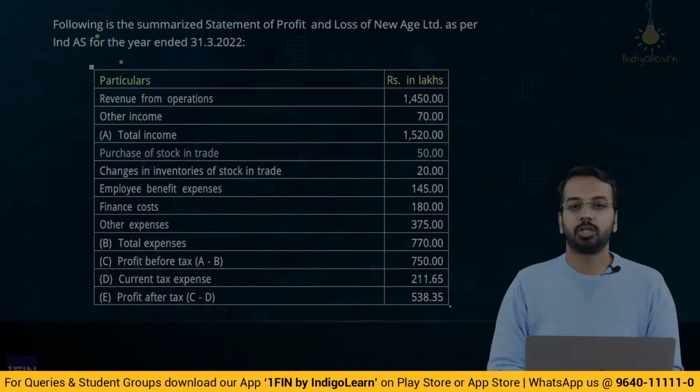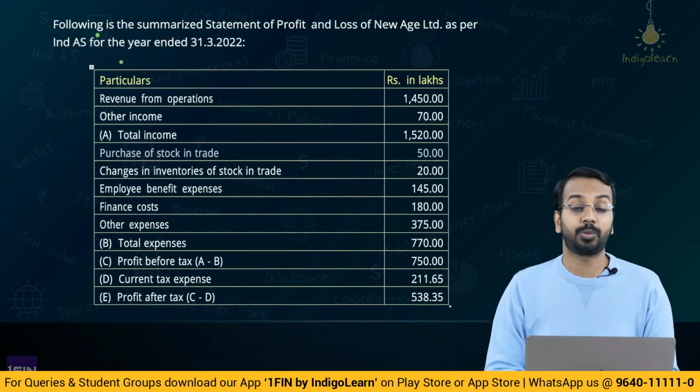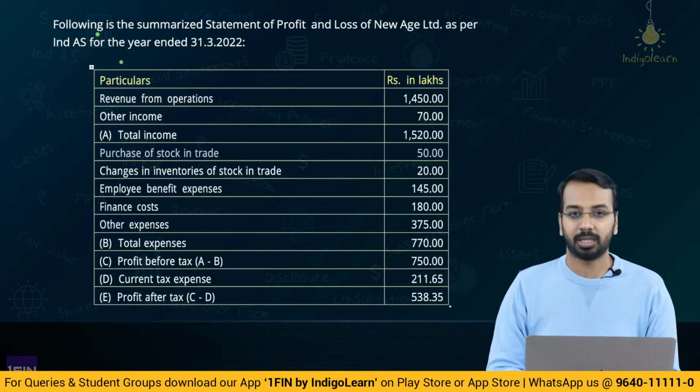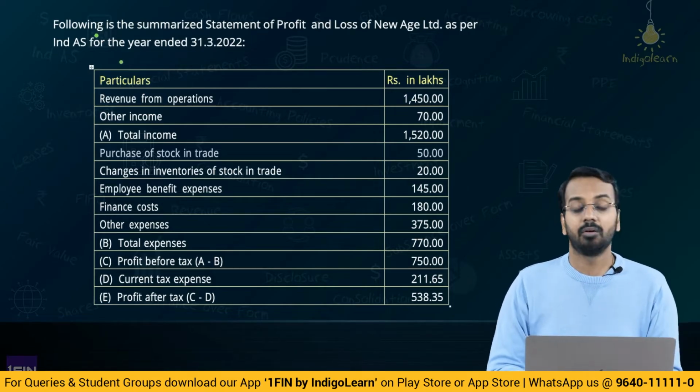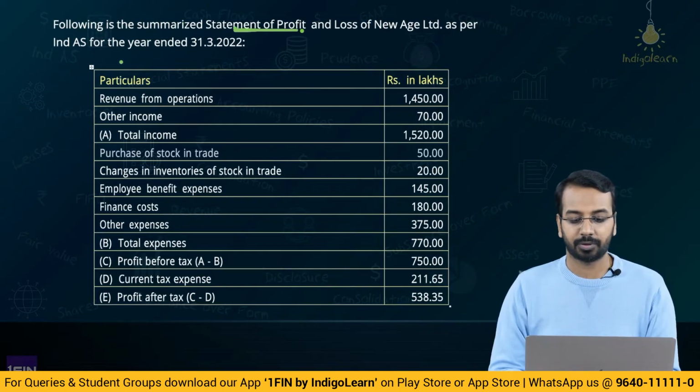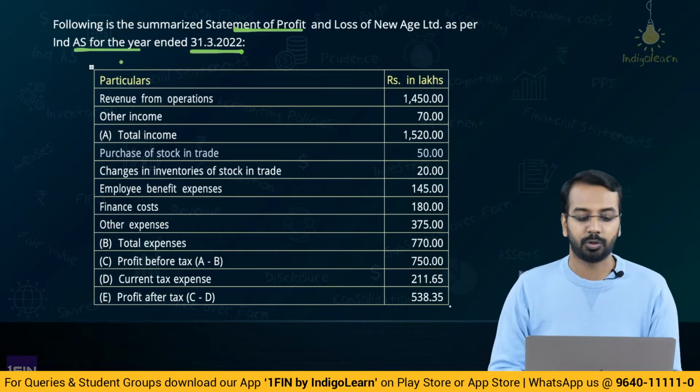So let's have a look at a question from November 22 examination on income tax. Pretty simple, we just need a logical approach to solve it. Following is the summarized statement of profit and loss for New Age Limited as per Ind AS for the year ended 31st March 22.